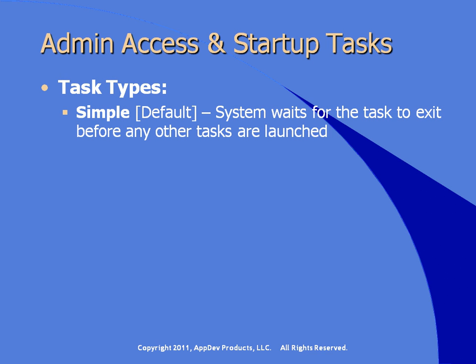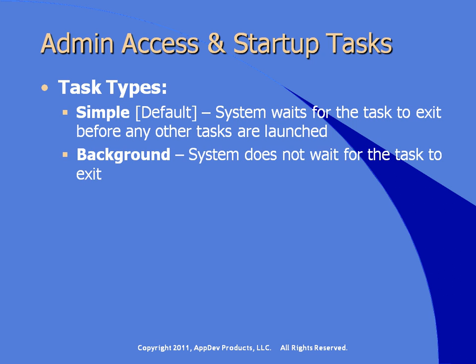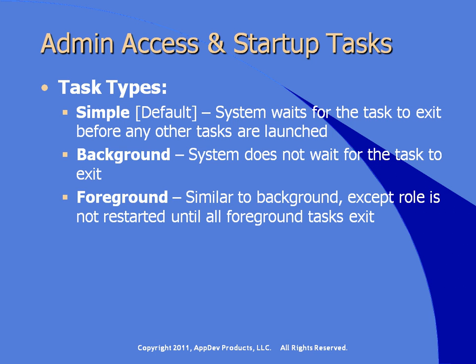There's the simple task type, which is the default, which will wait for the task to exit before another task is launched. There's the background task type, where the system does not wait for any task to exit. And then you have the foreground task, which is similar to a background task, except the role is not restarted until all foreground tasks exit.